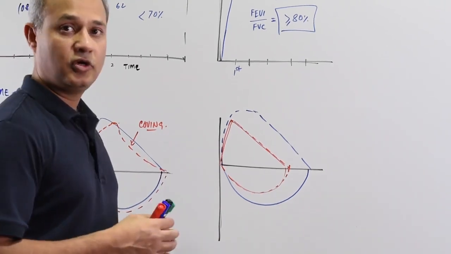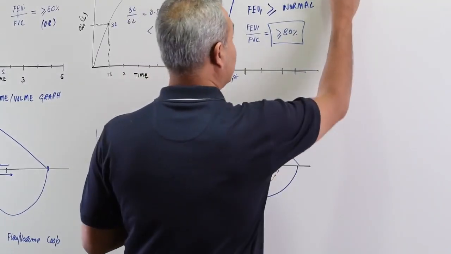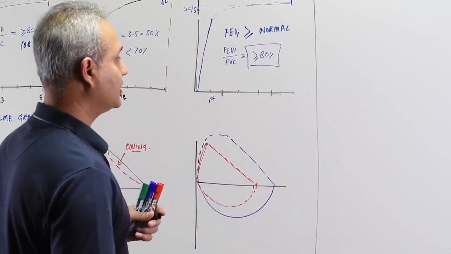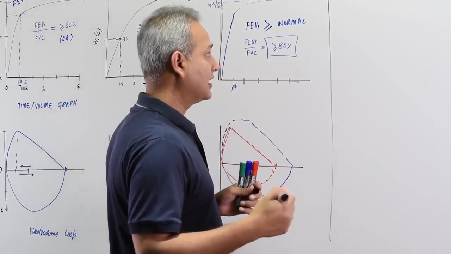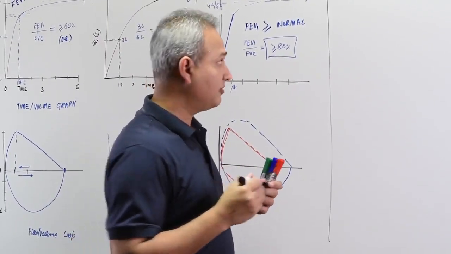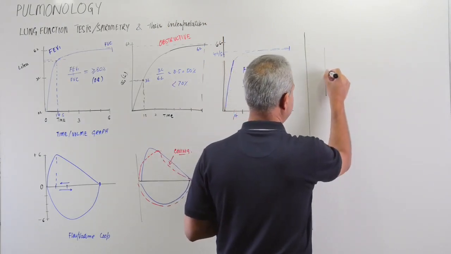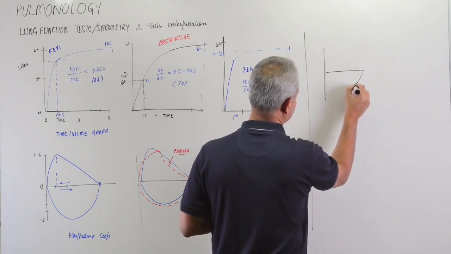Now let's go to extrapulmonary obstructions. Some more graphs that for USMLE are not that important, but people who are doing rotations in the respiratory system or working there should at least be able to see them. So a couple of graphs, loops. First is this one.